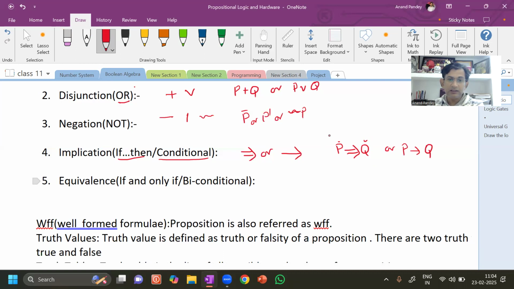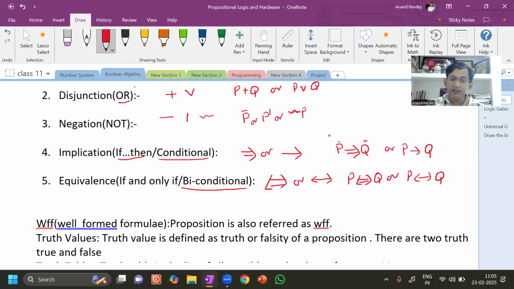Next is equivalence. It is for if and only if, and it is also called a biconditional proposition. The symbol for a biconditional proposition is this symbol, a both-sided arrow, or this. Any one of these symbols can be used. For example, P is equivalent to Q.